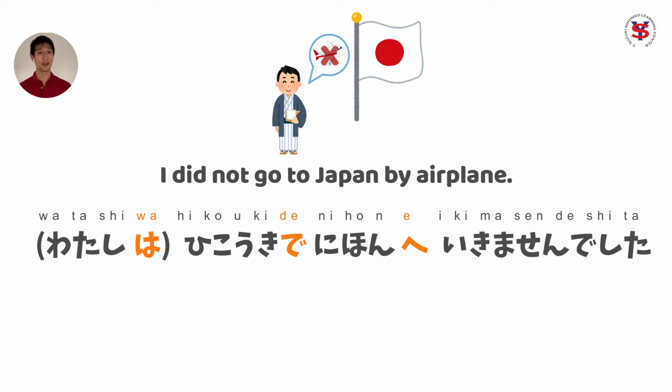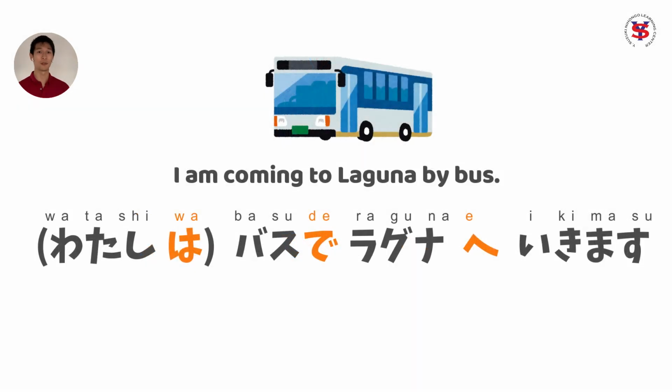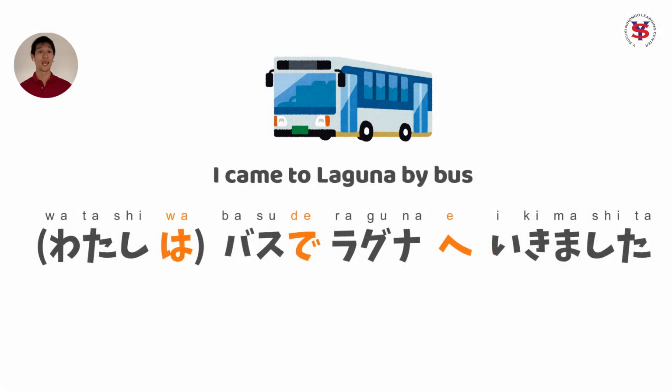And for the negative past tense, I did not go to Japan by airplane. We say, 私は飛行機で日本へ行きませんでした. So, papalitan lang natin yung location, mode of transport, and verb conjugation natin para gumawa pa ng iba-ibang sentences, no? One more example. This time, we want to say, I am coming to Laguna by bus. In Japanese, that's 私はバスでラグナへ行きます. Or バスでラグナへ行きました. So that's past tense naman, no? Or I came to Laguna by bus.